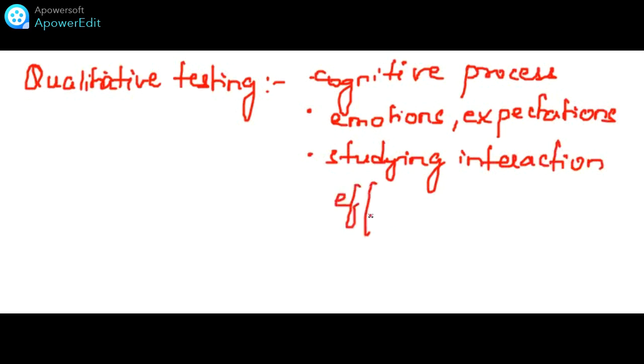Okay, so these all are included in qualitative testing. Now coming to the next, under qualitative testing, what are included? It is the chi-square test, which is represented by the symbol chi. So I write here, chi-square test. So what is the chi-square test?